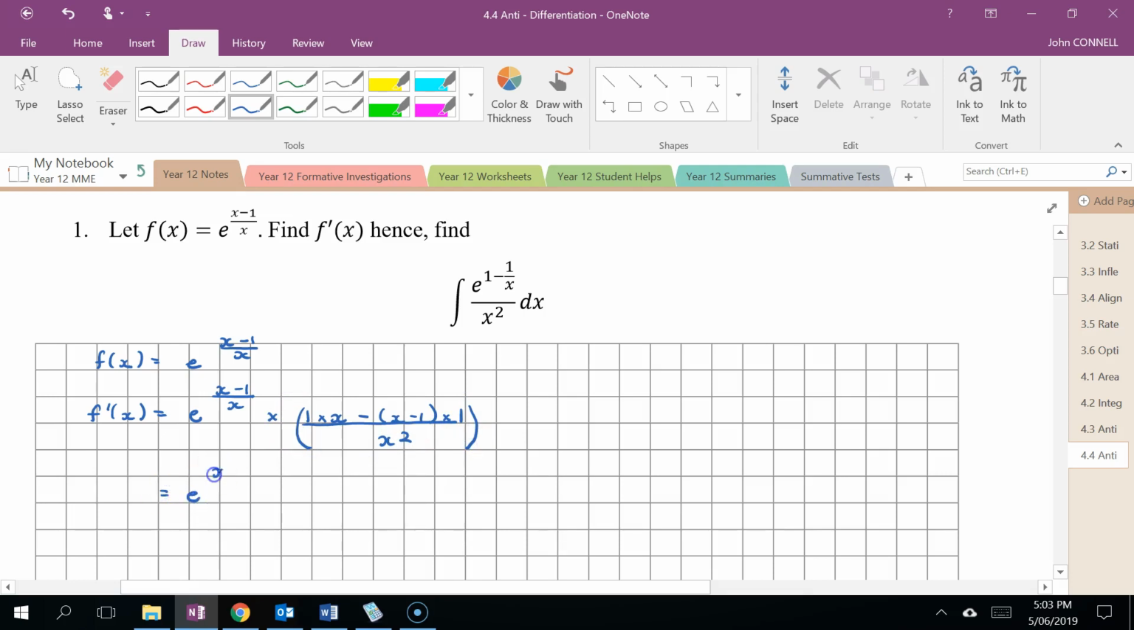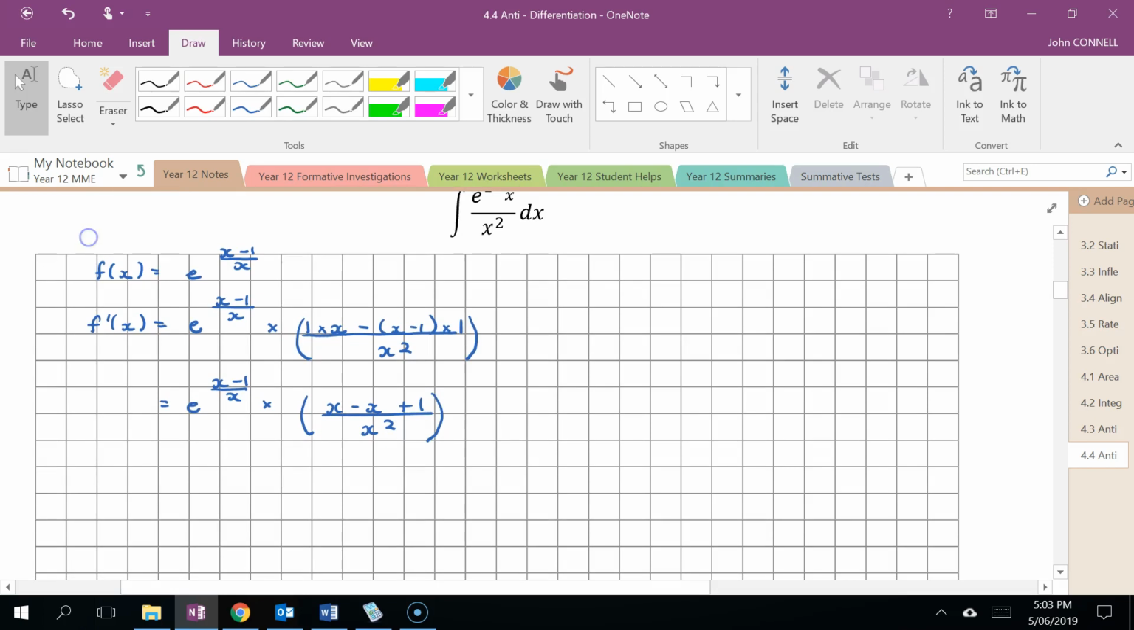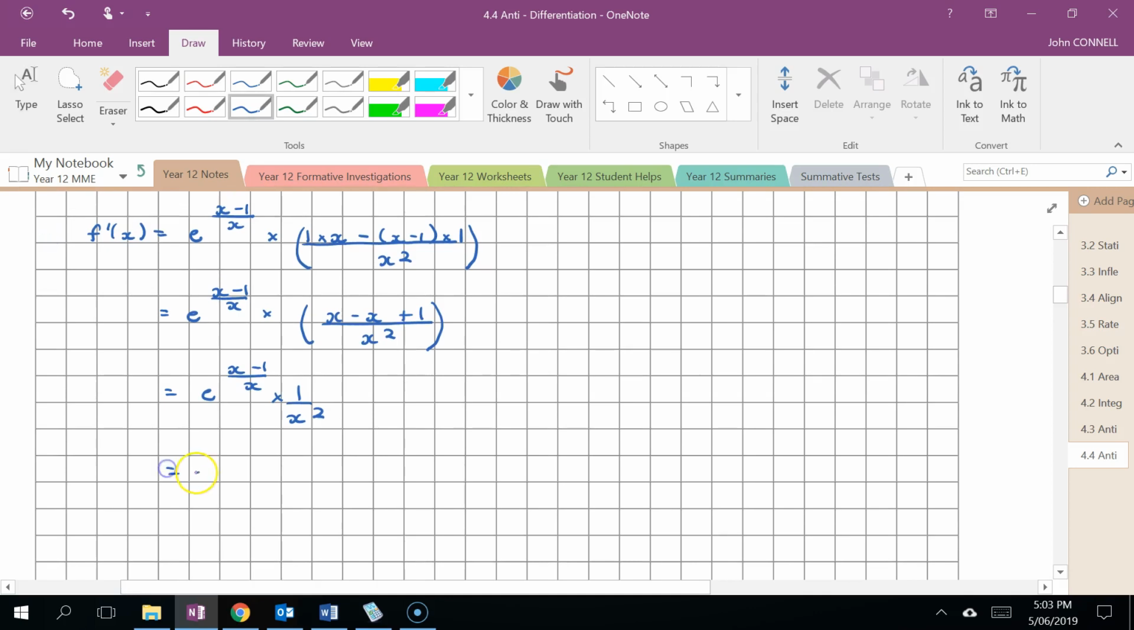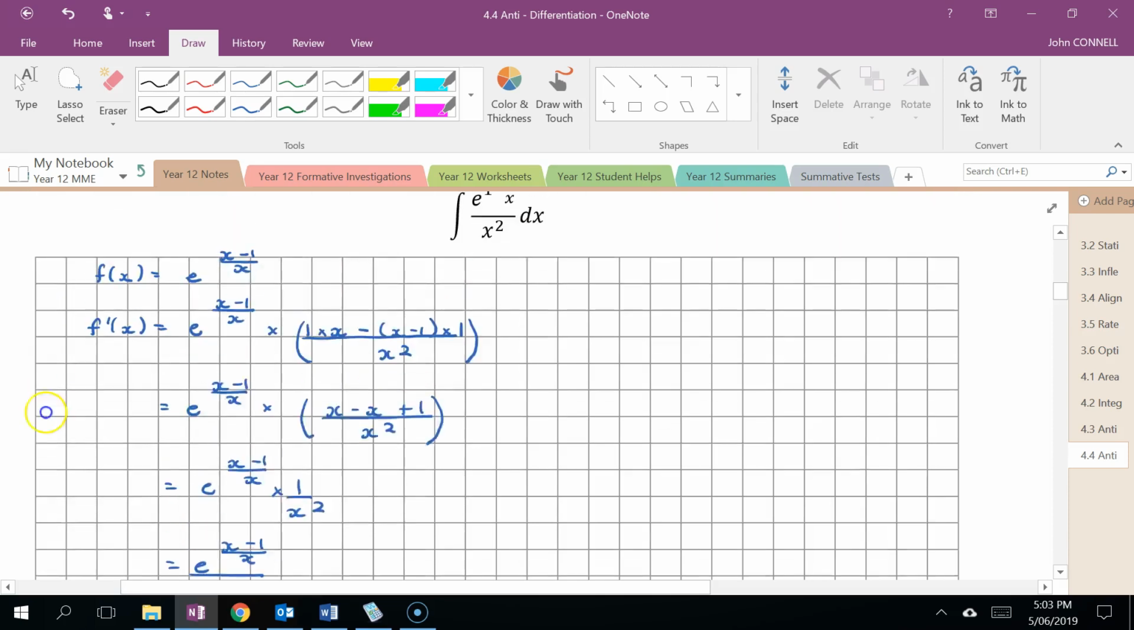So it's e to the power of x minus 1 on x, multiplied by x minus x plus 1, all over x squared. Your x minus x just gives you 0. So you get e to the power of x minus 1 on x times 1 on x squared, which is just e to the power of x minus 1 on x all over x squared. Okay, so that's our derivative.